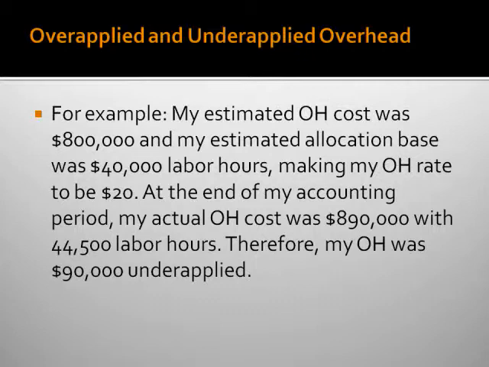At the end of my accounting period, my actual overhead cost was $890,000 with 44,500 labor hours. Therefore, my overhead was $90,000 under applied. The difference between the overhead cost applied to work in process and the actual overhead cost of a period is termed as either under-applied overhead or over-applied overhead.